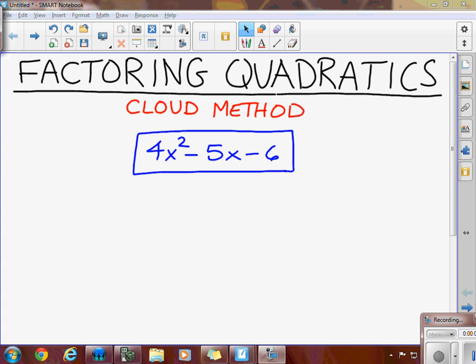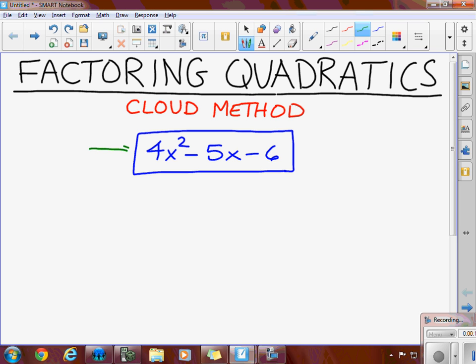This example is going to show how to factor a quadratic using the cloud method. Now I have a quadratic, 4x squared minus 5x minus 6.